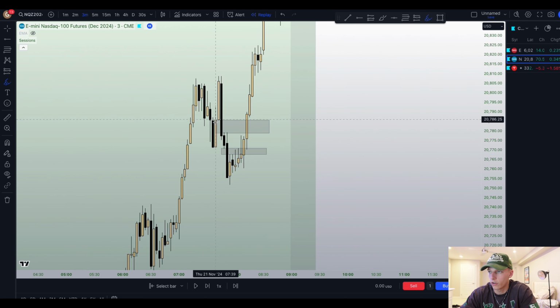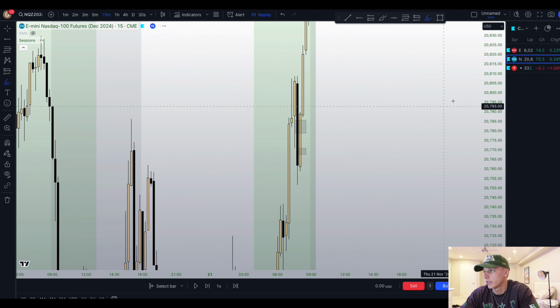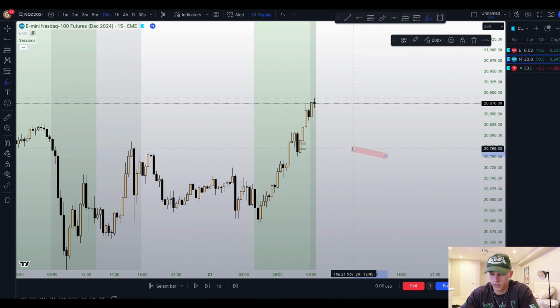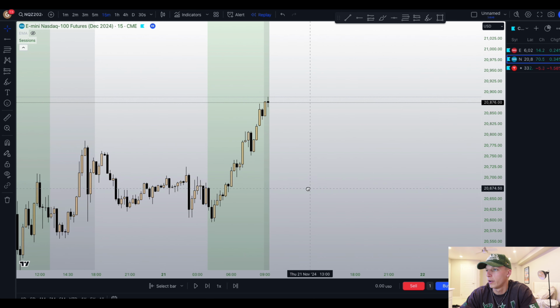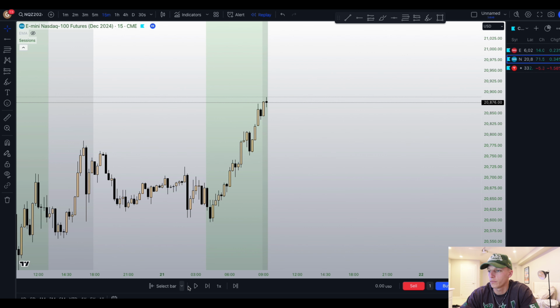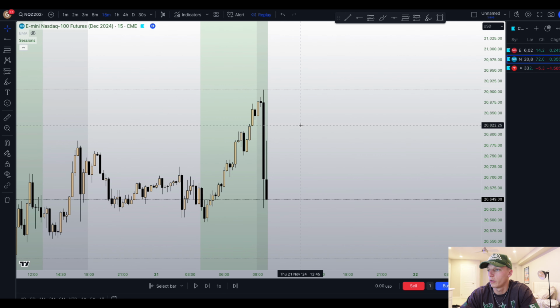So this is the entry model that I like. This is the model that I will look for on the smaller time frame. But let's continue looking at the higher time frame here. So this is 7:45 before market open. Let's play price a bit, and what do we see?